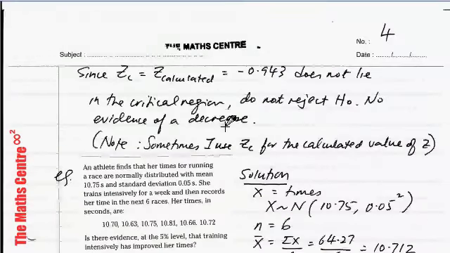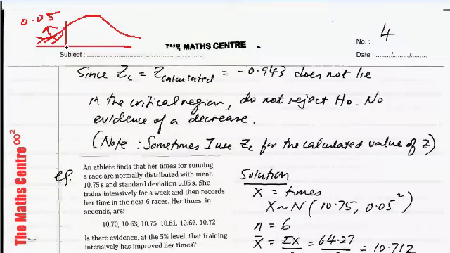Let's draw the critical region again. Okay, the normal curve, and we have our 0.05, and this value here is negative 1.645.